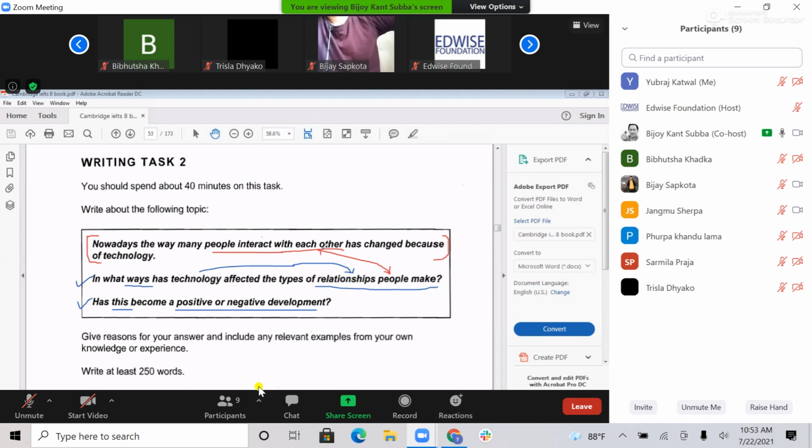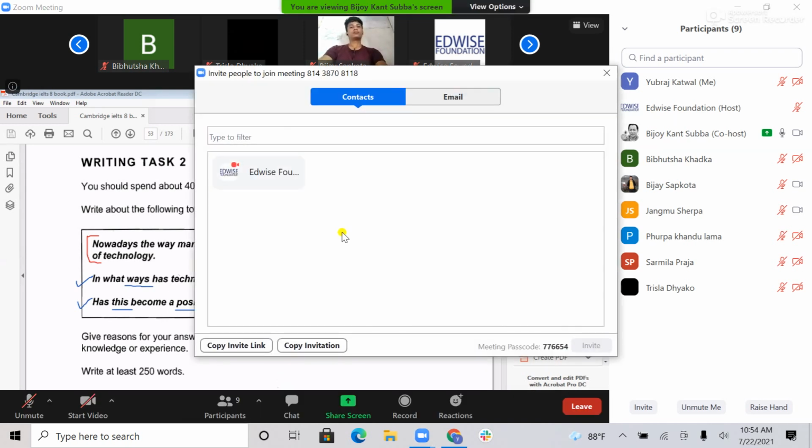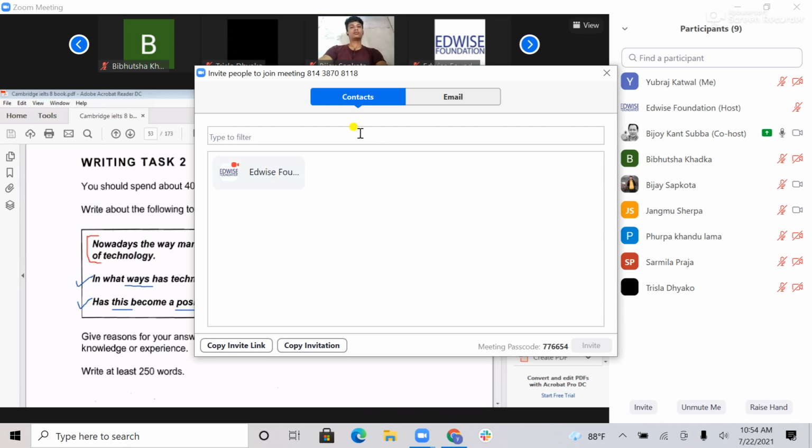So if you simplify the topic, it's how has technology affected the way we make a relationship with people, the way we build a relationship with people, how has it affected? So that can be a positive or negative effect, you know? And at the end, you'll also have to write whether it's been a positive or a negative effect.